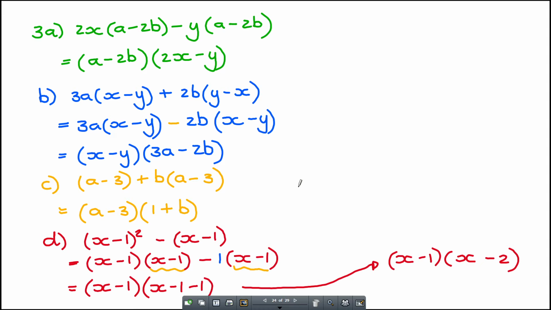I want to quickly speak about C. Now, how many terms do we have here? 2. Okay, but what is actually written here in front of this first bracket? 1. Do you guys agree? Okay, so you will see that the bracket of a minus 3 is the same for both terms. So I take that out as a common factor. Now, in the first term, if I take the bracket out, what would be left? 1. In the second term, if I take out that bracket, what would be left?